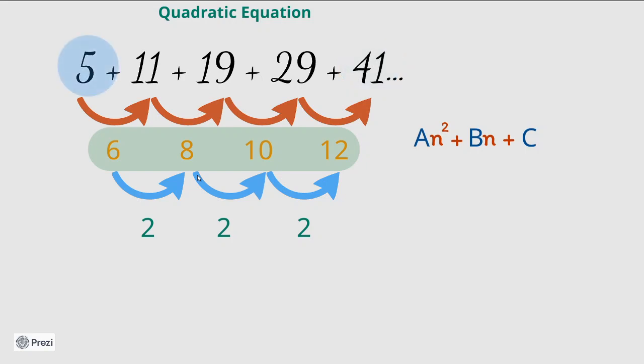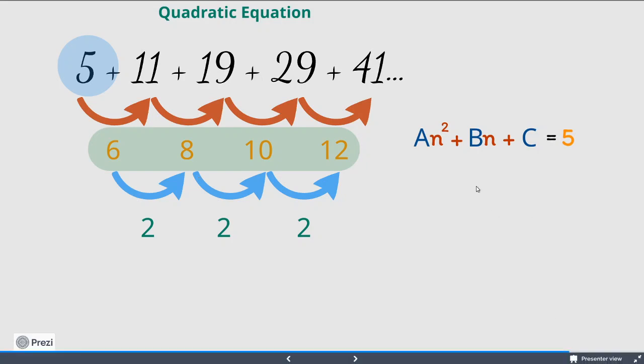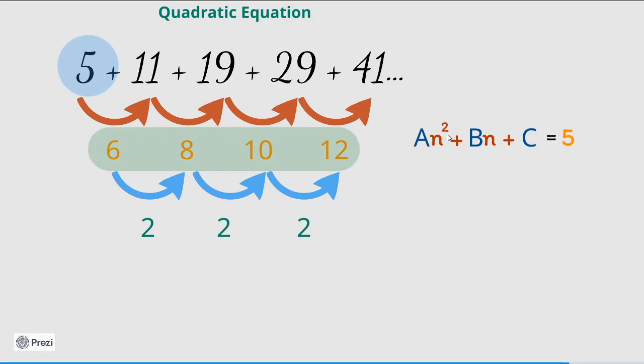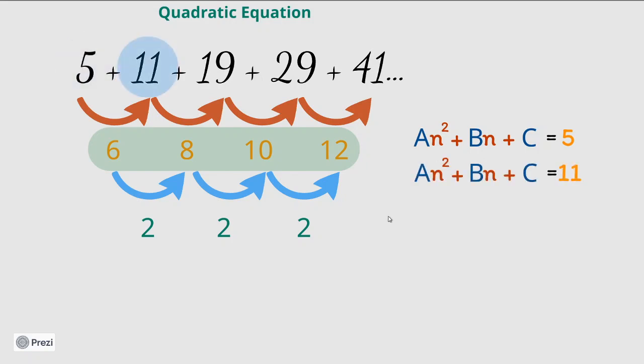Now let's take the first term, 5. So I can say this is equal to 5. When I substitute some value for n, I will get 5. When I substitute some other value for n, I will get 11. And when I substitute some other value for n, I will get 19. Let us see all this a little more closely.